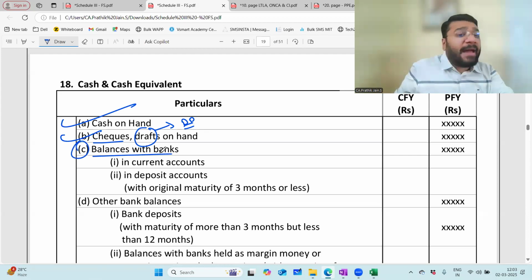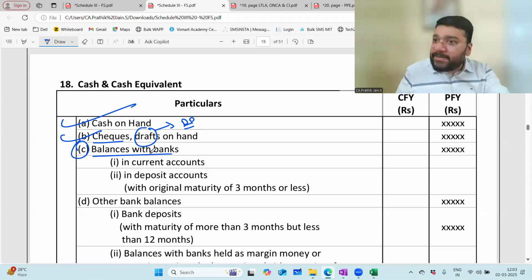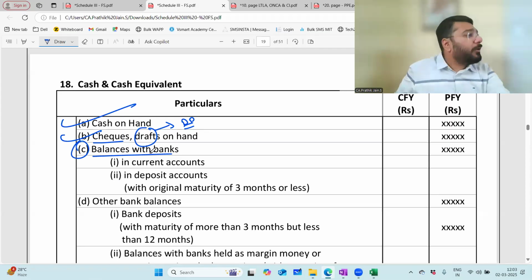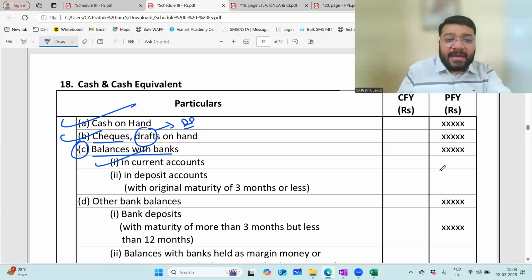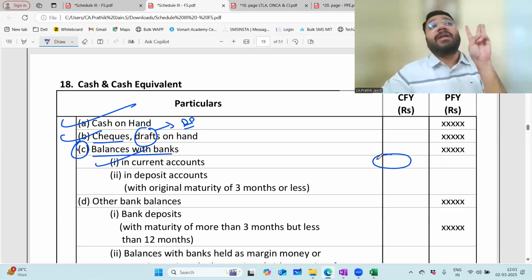Second is balance with the bank. In the bank, you open multiple types of accounts: savings bank account, current account, deposit account, any kind of account. So all that will be disclosed here. Generally, business people don't open savings bank accounts. Companies will never open savings bank accounts. They'll open only current accounts. If in any bank you have a current account balance, you have to show that. Sir, in my business, I have 3 current accounts, sir.